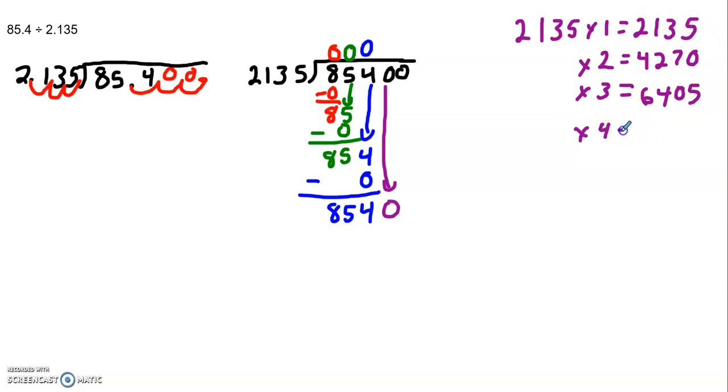2,135 to this number. 5 plus 5 gives me 10. 5 plus 5 is 10, so I bring down the 0, carry the 1. 3 plus 0 is 3, plus that 1 is 4. 1 plus 4 is 5. 2 plus 6 is 8. And I could stop it because I noticed 8,540 is the same number as I have here.